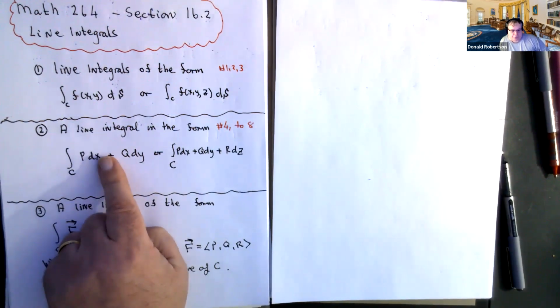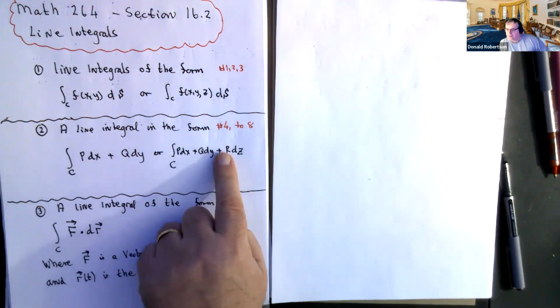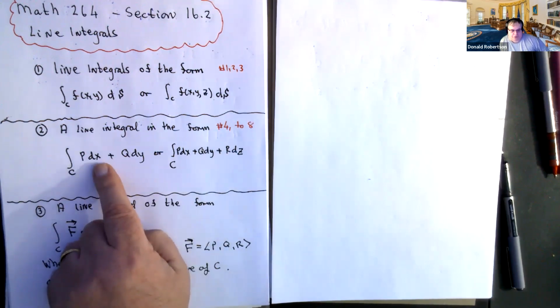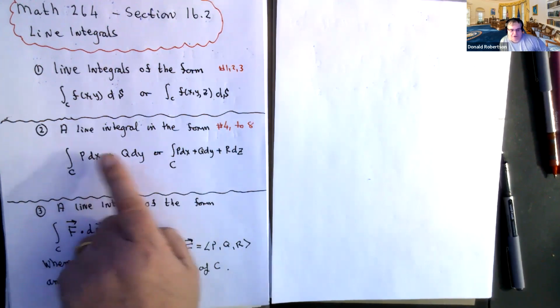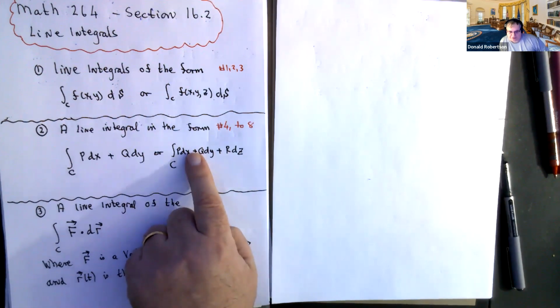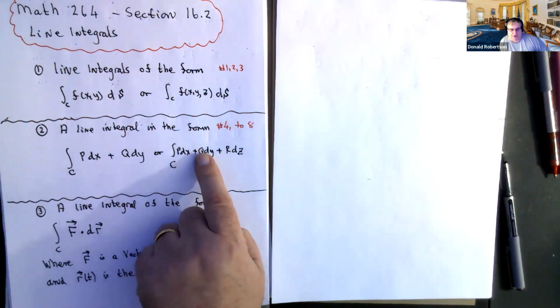This is a two-dimensional line integral. This is a three-dimensional line integral. This is a two-dimensional line integral because it only contains x's and y's. This is a three-dimensional one because it contains x, y, and z.